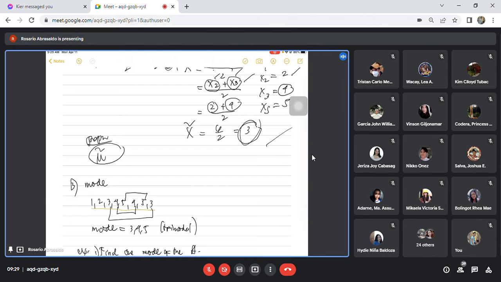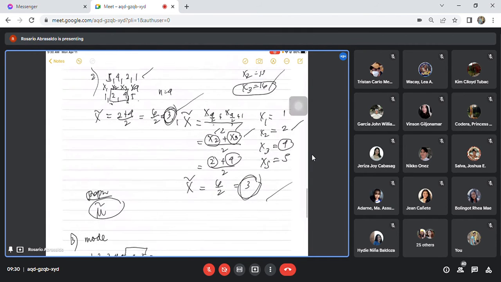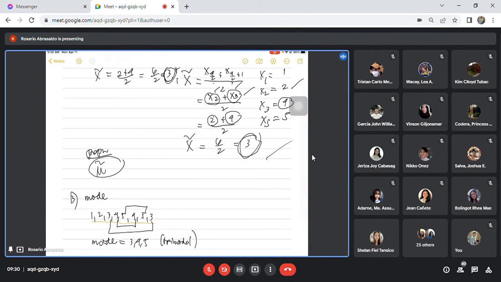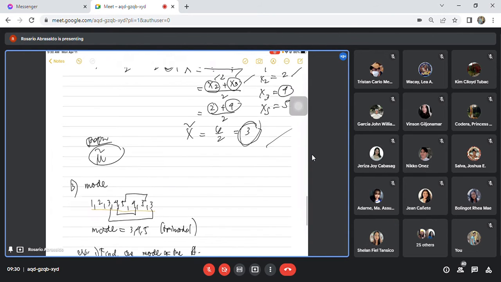And if the data occurs more than once or several times, then the data is either unimodal, bimodal, trimodal, or multimodal. The mode is the value in the set of cases which occurs most often or with the greatest frequency. Mag-google pud ninyo, class. Okay?